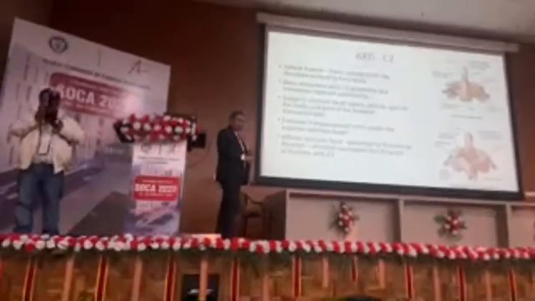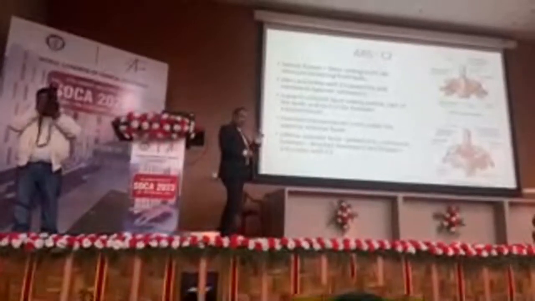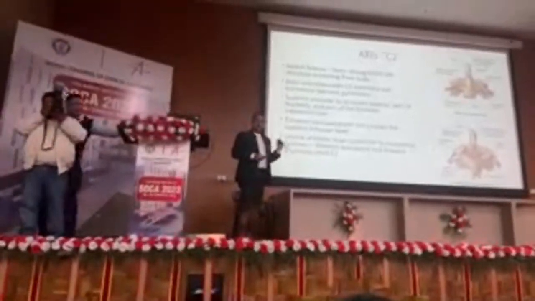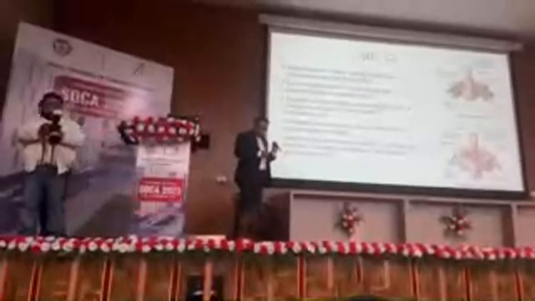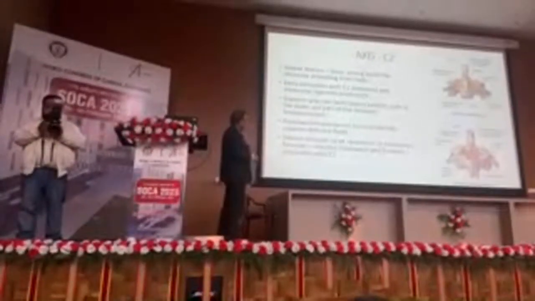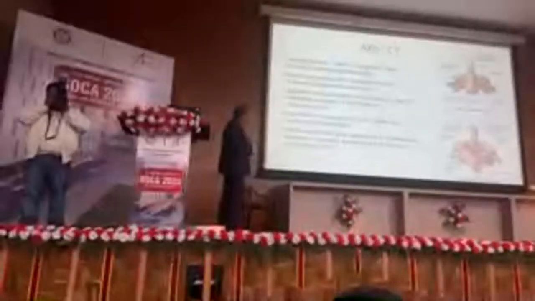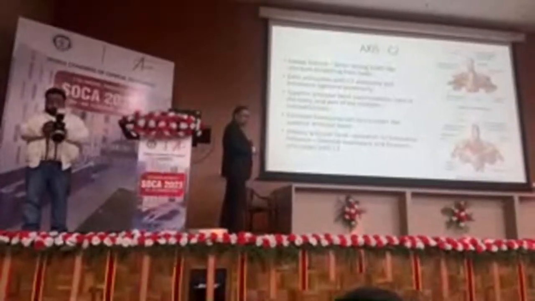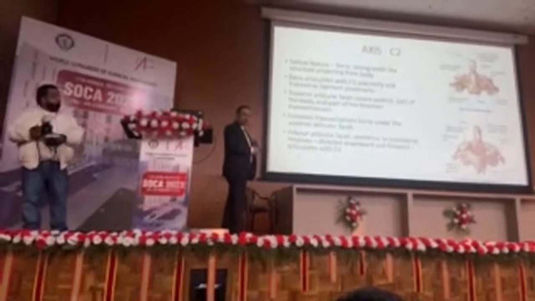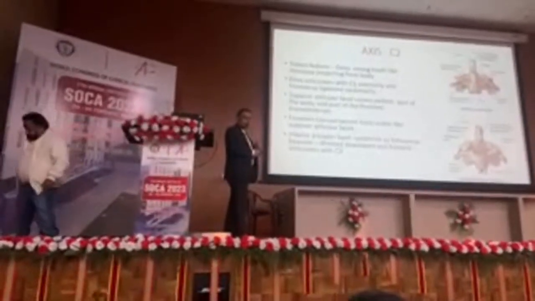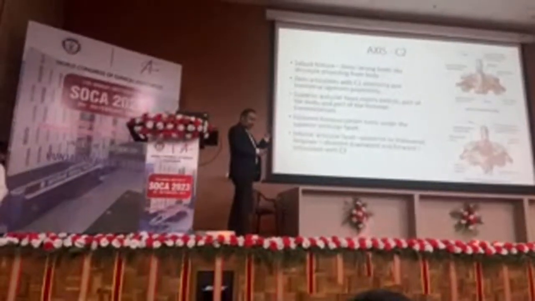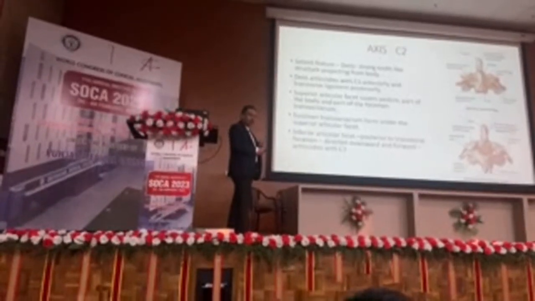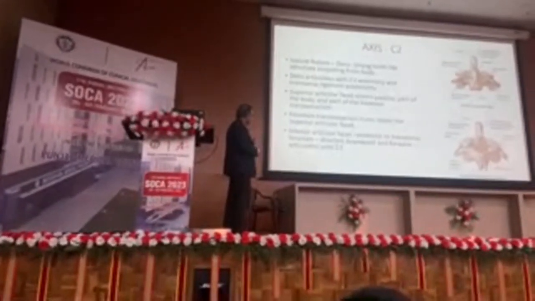C2. Again, the C2 vertebra is totally unique. Why? Because from the vertebral body there is a peg-like structure, dense, which goes into the spinal canal behind the anterior arch of the C1. Right?